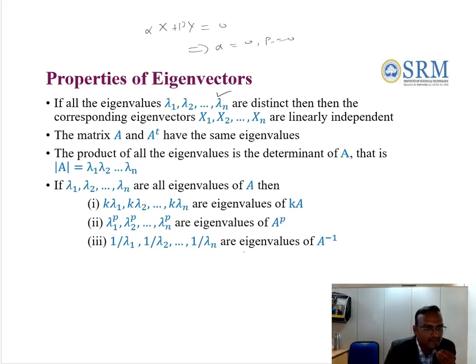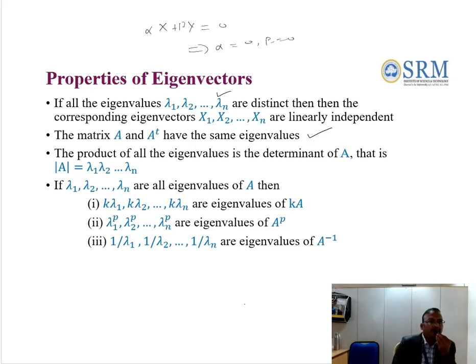Okay, so this is a definition of linearly independent vector. Right, then the matrix A and A transpose have the same eigenvalues. If A is a square matrix, then A and A transpose have the same eigenvalues. That is the second property.